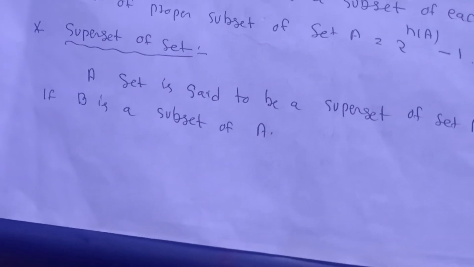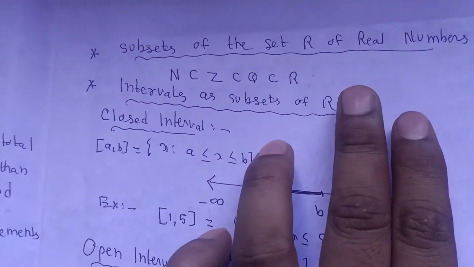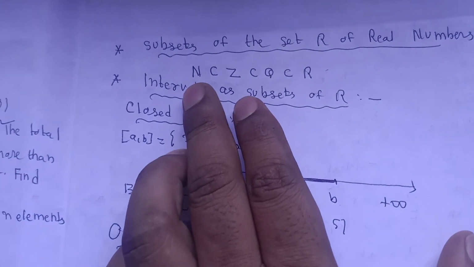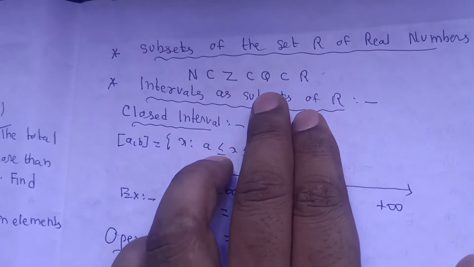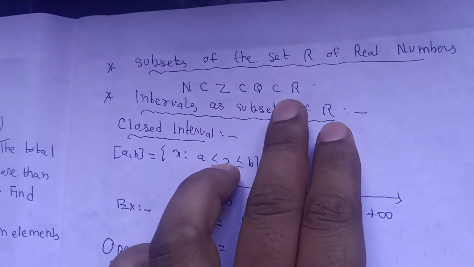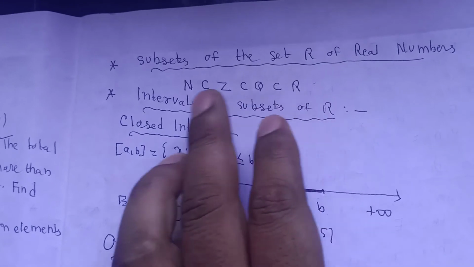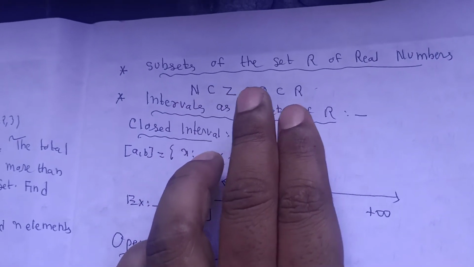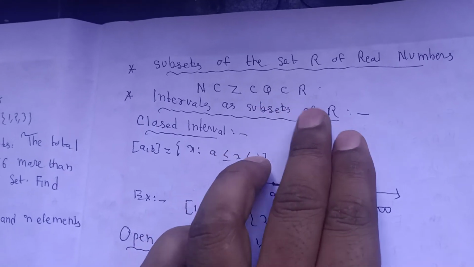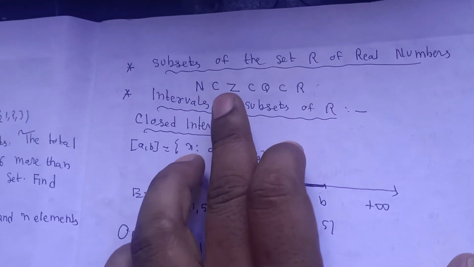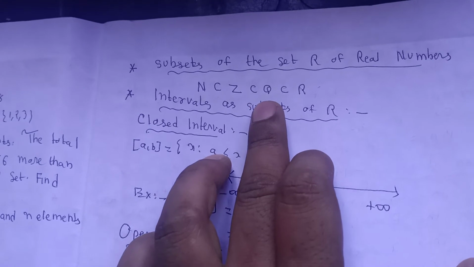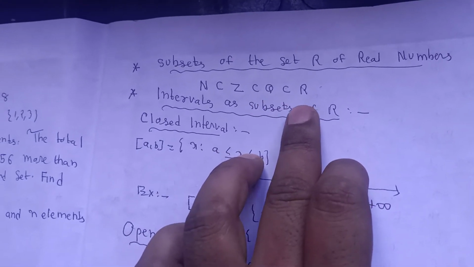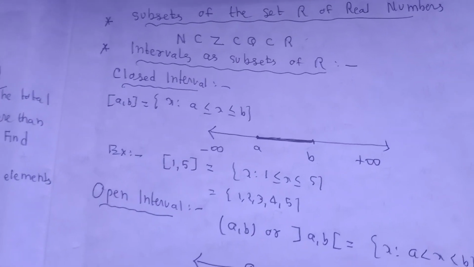Now subsets of the set R of real numbers. N for natural numbers, Z for integers, Q for rational numbers and R for real numbers. So each element of N belongs to Z, each element of Z belongs to Q and each element of Q belongs to R. So N is a proper subset of Z, which is a proper subset of Q, which is a proper subset of R.